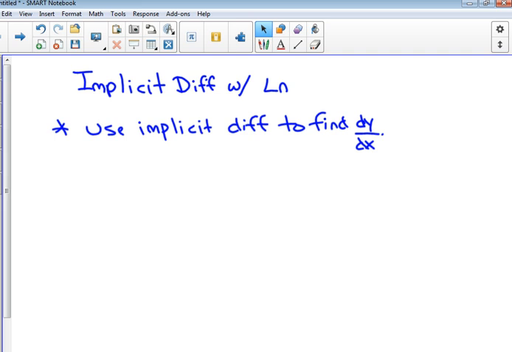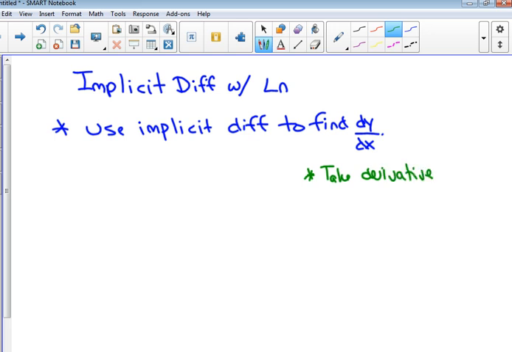Now, implicit differentiation was when you had things in two variables, where you had maybe x's and y's. So everything wasn't taking the derivatives with respect to x. You might have had to take the derivative with respect to y in some things too. So the big thing with implicit differentiation was that you had to take the derivative of each side. That was your first step.